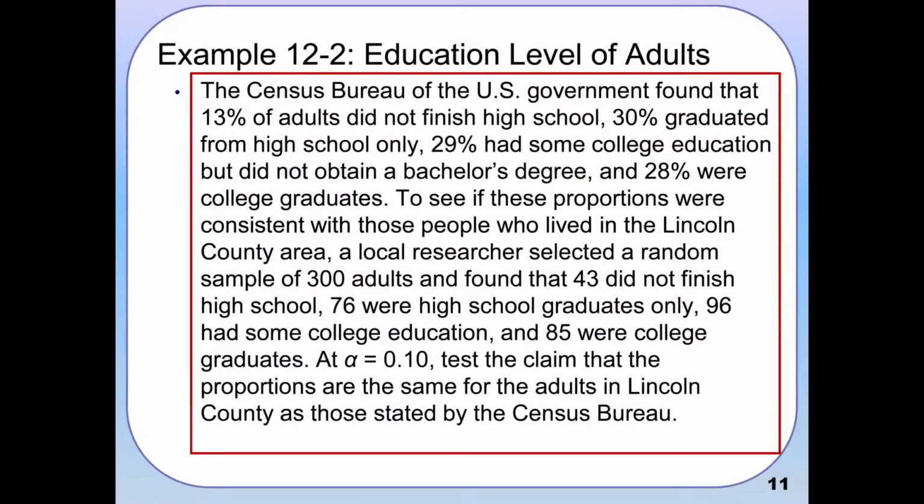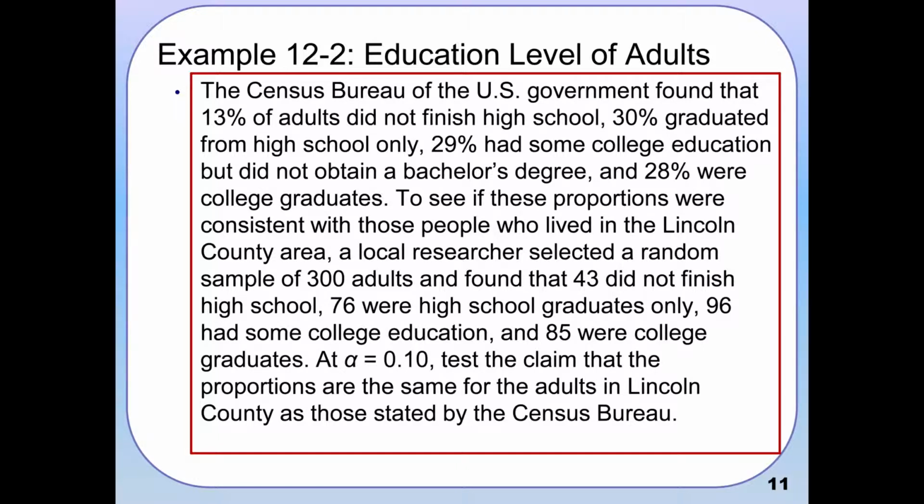Hello, I'm Jennifer Singson and I'm here to report example 12-2, the education level of adults. The Census Bureau of the U.S. government found that 13% of adults did not finish high school, 30% graduated from high school, only 29% had some college education but did not attain a bachelor's degree, and 28% were college graduates.